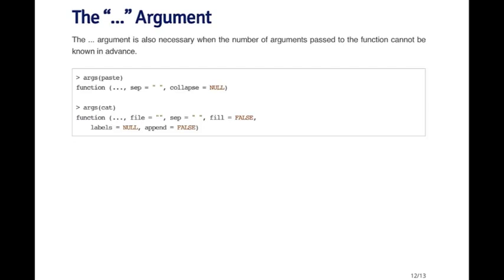Another function that has dot dot dot as the first argument is cat, and what cat does, similar to paste, is paste together a number of strings, but then it prints out the concatenated string either to a file or to the console. You can see there are many other arguments to cat, but the first argument is going to be the set of R objects that are going to be concatenated.